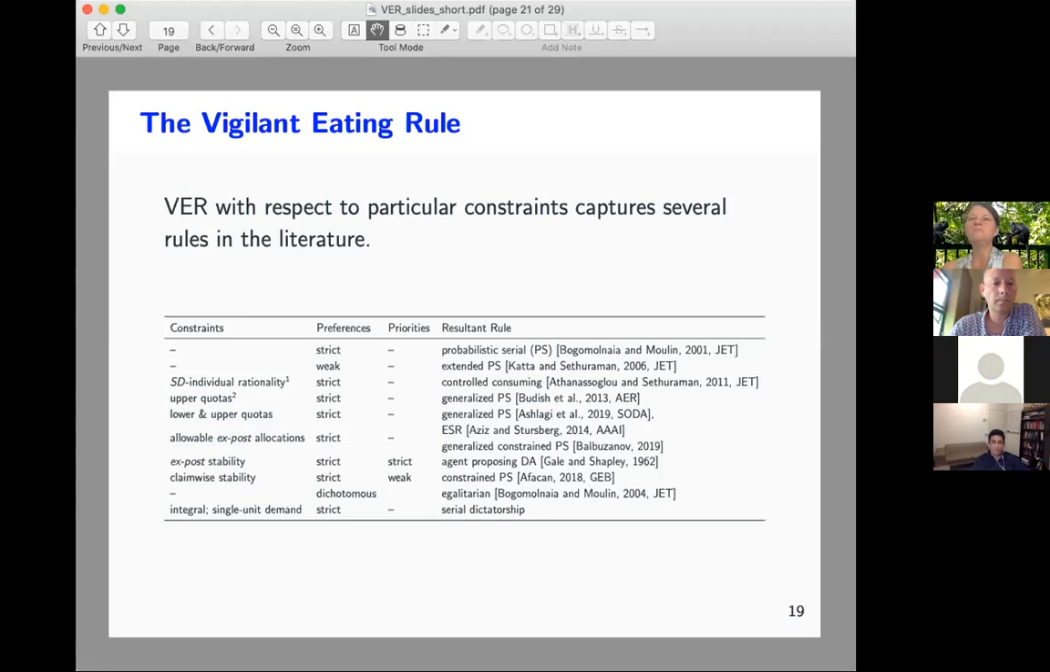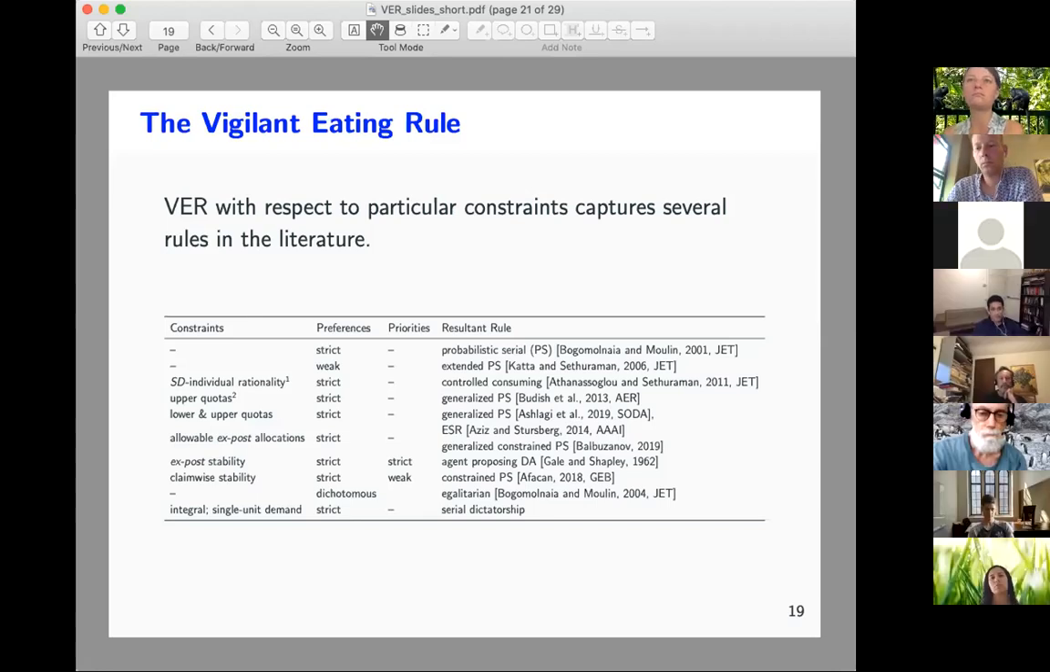If, let's say, we impose the constraint of SD individual rationality and the preferences are strict, then the rule coincides with the controlled consuming rule of Athanassoglou and Sethuraman. VER also generalizes many other rules which have been presented in the last few years, including the generalized probabilistic serial rule by Budish et al. in their AER paper.